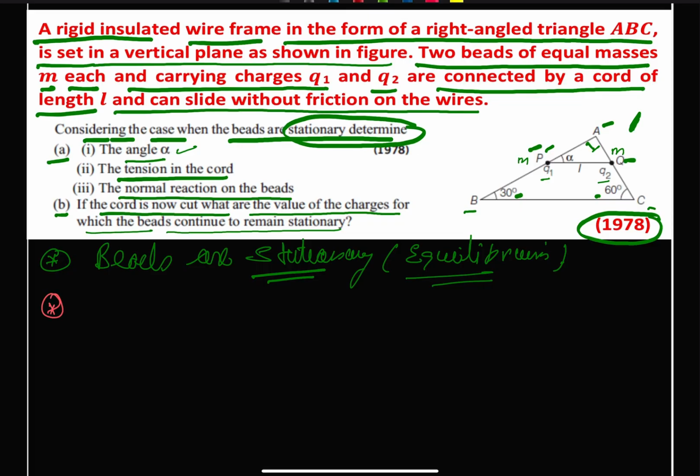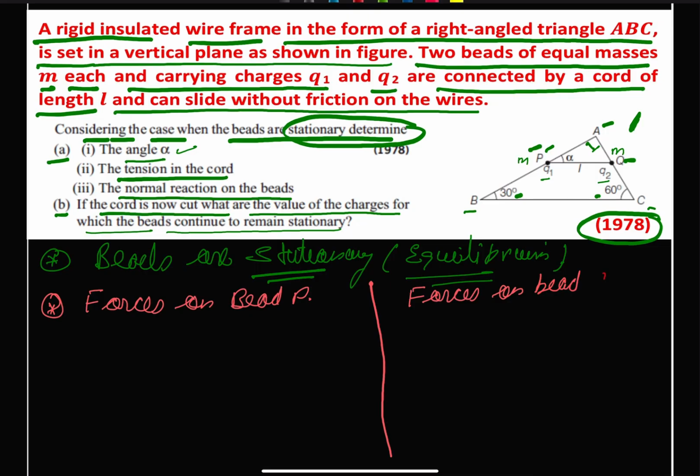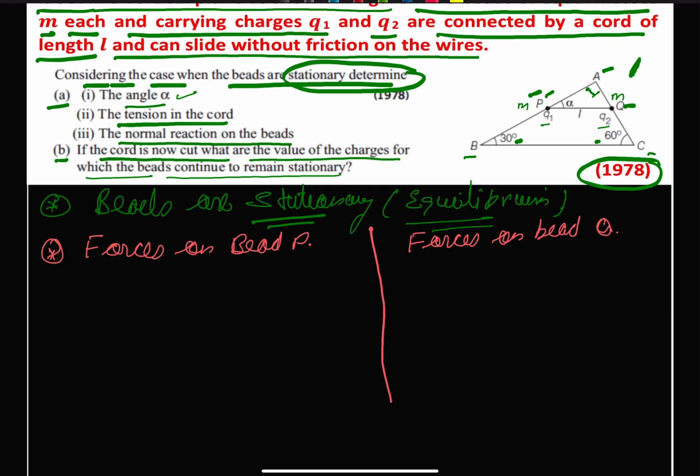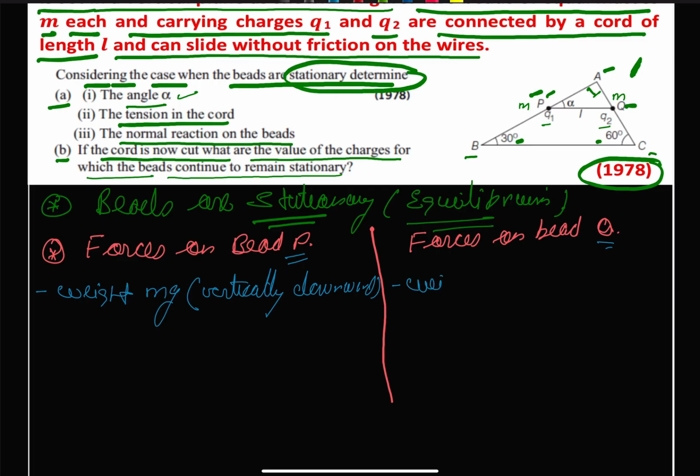So you can say forces on bead P, and on the other side we can write the forces on bead Q. The first force is a weight mg, that will be acting vertically downward. Weight mg, vertically downward, and that will be the same for Q also, because the mass is the same for both P as well as Q. So that will be weight mg, and that will be vertically downward.